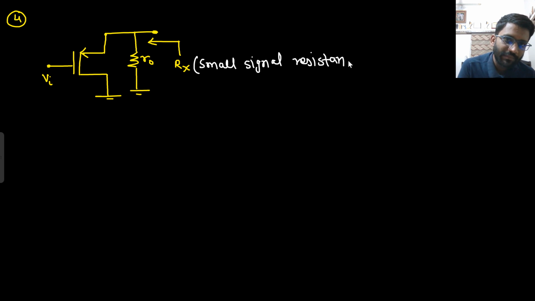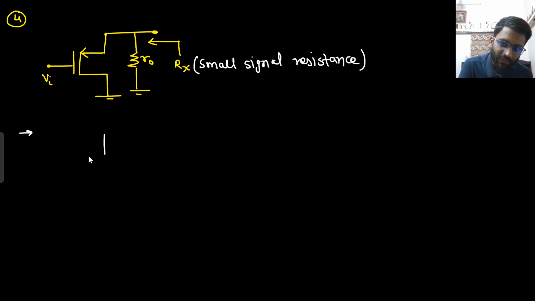Now find the resistance looking from this terminal. Small signal resistance. Again, this is small signal resistance. You need to answer this on your own. What do you think the answer will be? This is PMOS, not NMOS. So what will be the answer? 1 by Gm parallel with R0 only. Why so?